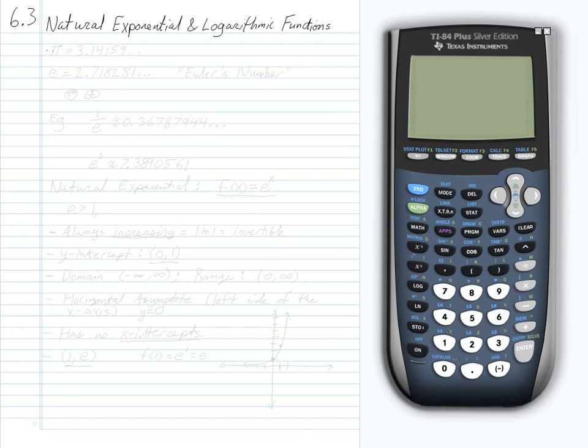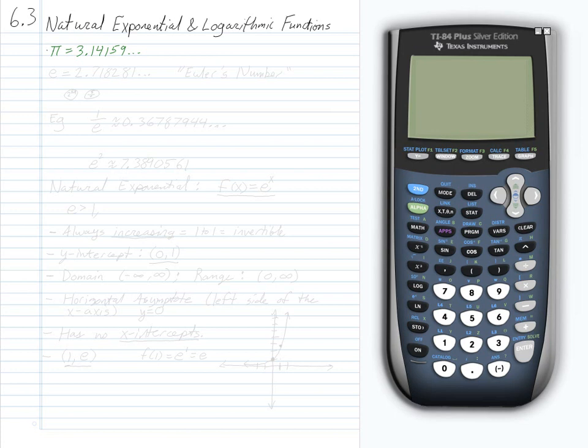In previous classes you've probably seen the number pi expressed as 3.14159 and so on. This number is non-terminating and does not have a repeating pattern in the decimal side.